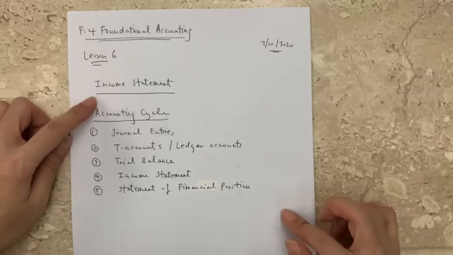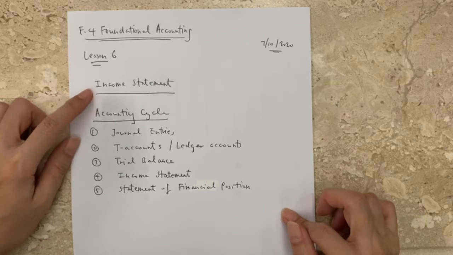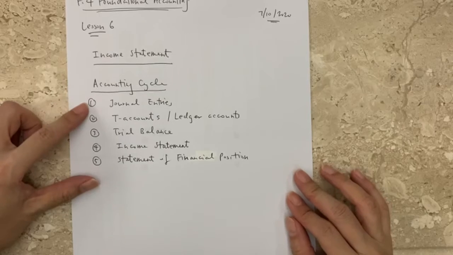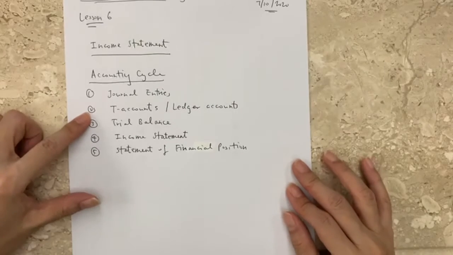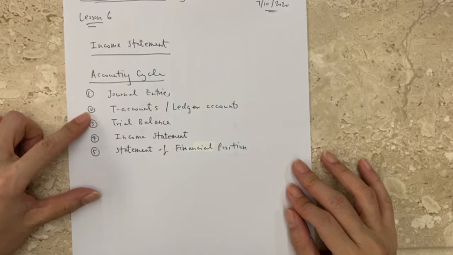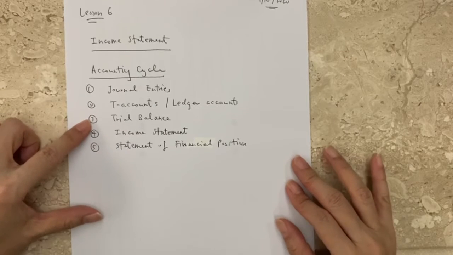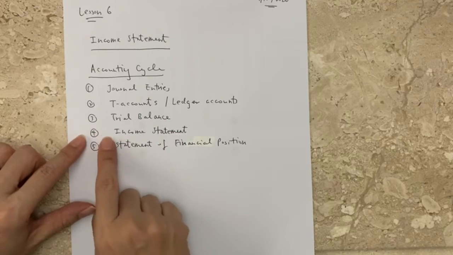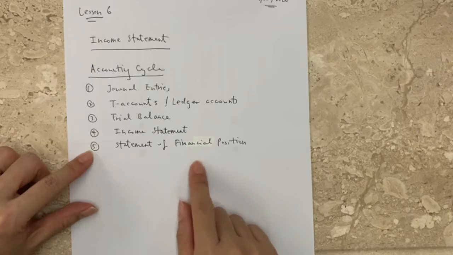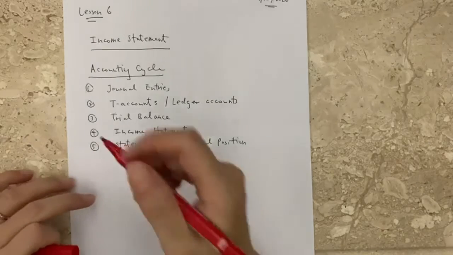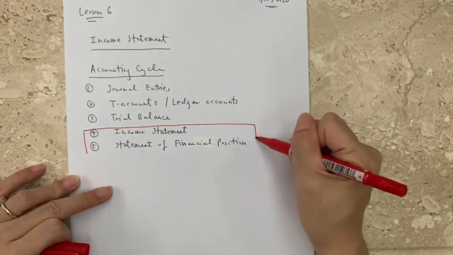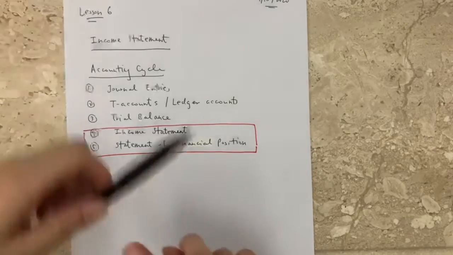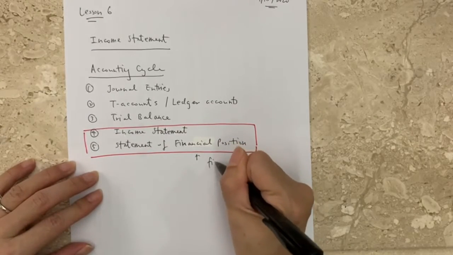So today's topic is income statements. Before we look at income statements, let's look at the accounting cycle again. The first step, we do journal entries, and after that we post journal entries into the T accounts or ledger accounts. And then we come to the trial balance. Now we have income statements, which is step 4. And then finally, we have the statement of financial position. For step 4 and step 5, we have another name. We call that financial statements.